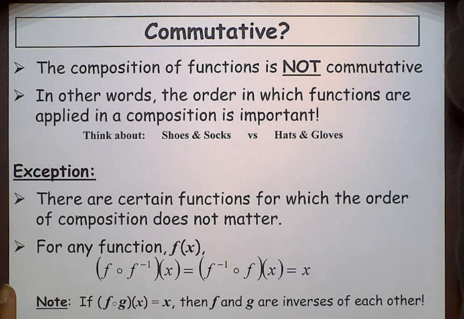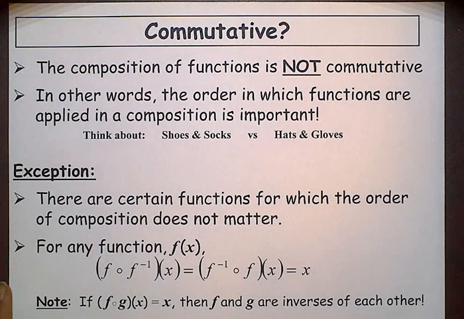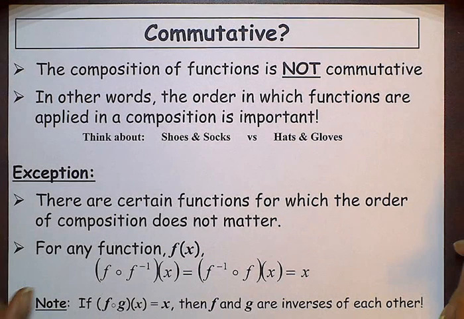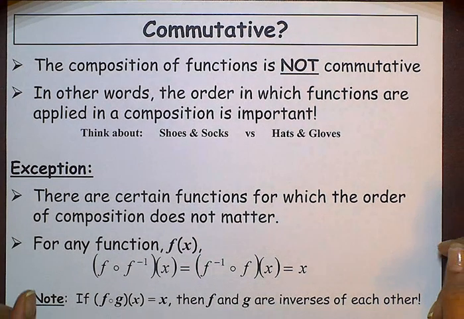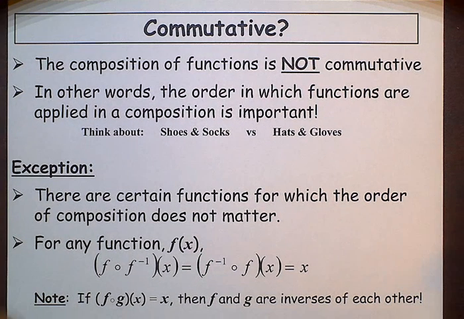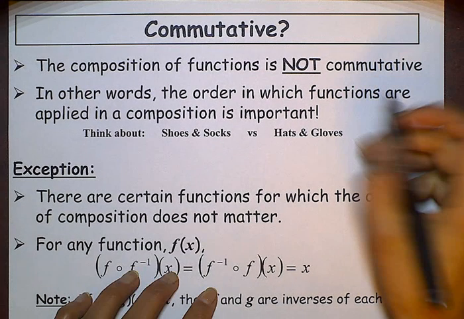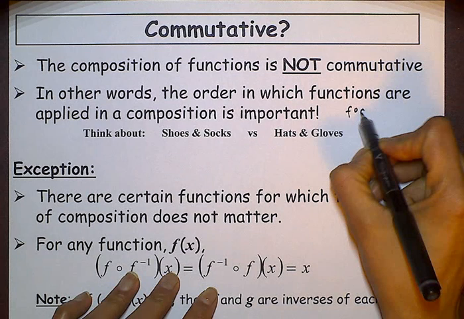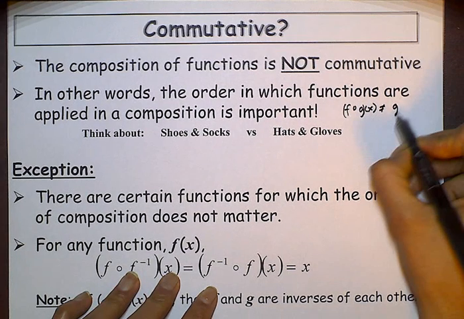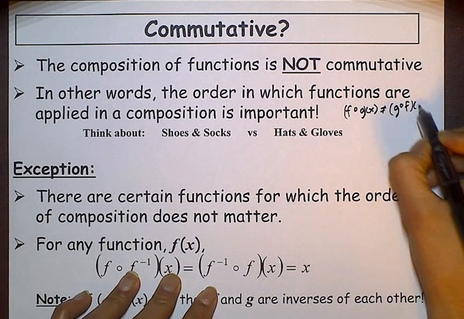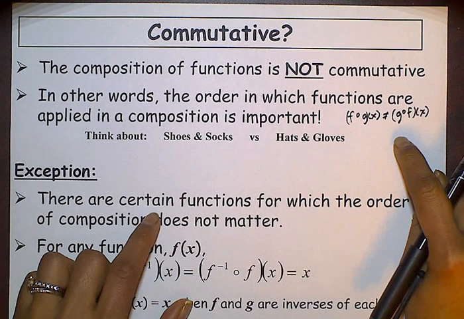Okay, we're coming back to the topic of commutative functions. As I spoke to you guys about earlier, composition of functions is not commutative, and we've already proved that with an example where f of g of x was not equal to g of f of x. So the order in which the functions are applied in composition is very important.